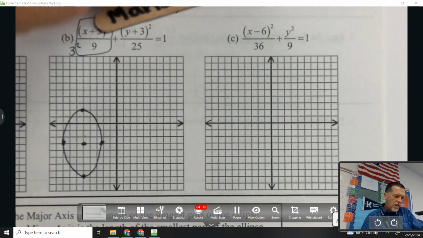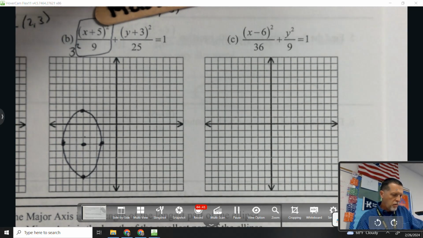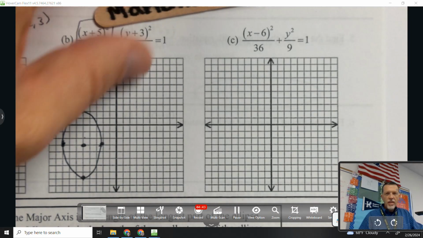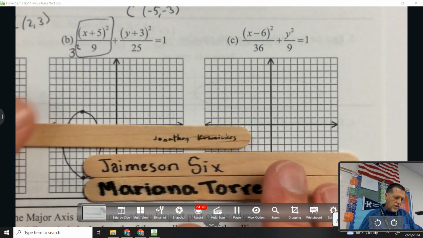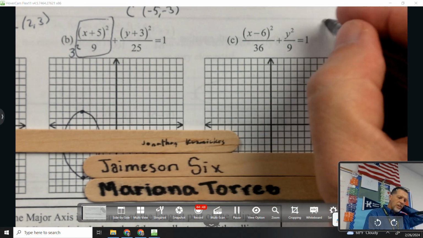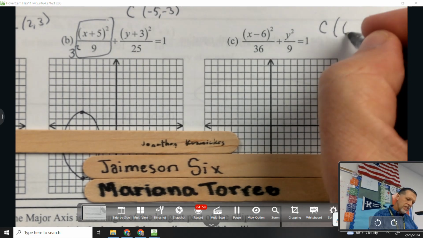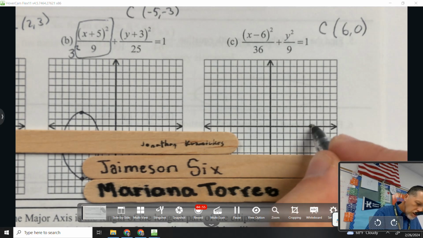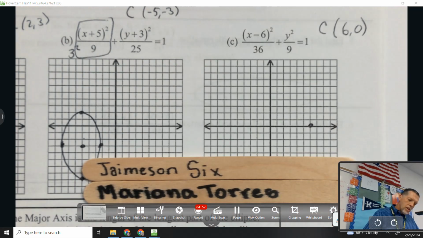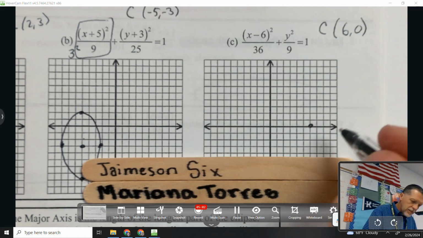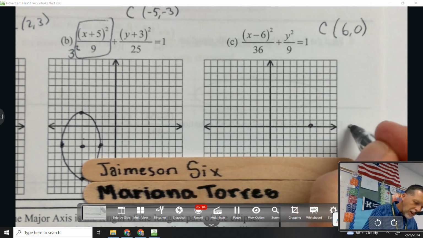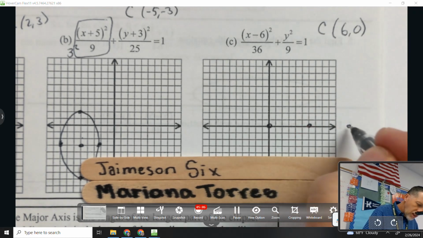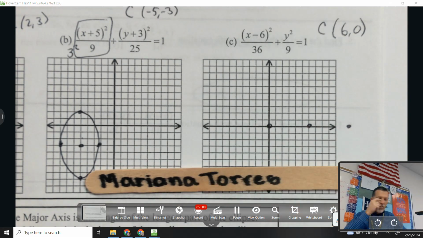All right, part C. 3 more volunteers. You can see your names there. Jonathan, how about the center? Yes, it is. Jameson, how many left and right should we go? 6. Oh, off the graph a little bit. That's okay. And Mariana, how far up and down? 3.